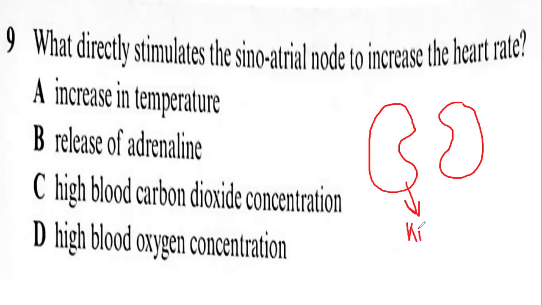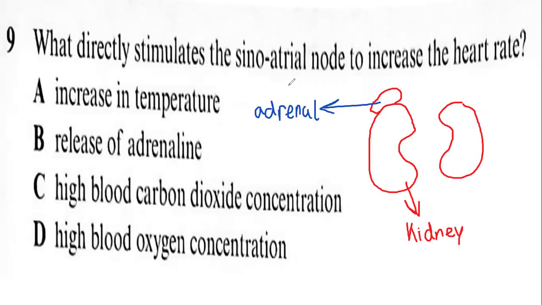Yeah. So we have the kidneys. There's a gland on top of the kidneys, right? What is the name of this gland that's on top of the kidney? That will give you the answer. It's called the adrenal gland. And where's that adrenal gland located? On top of the kidneys.